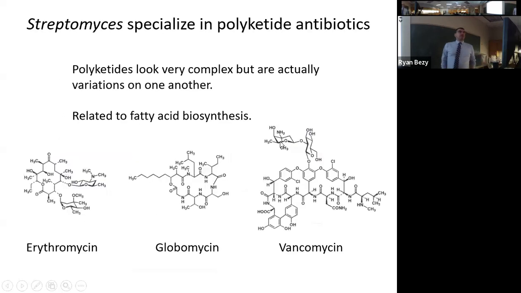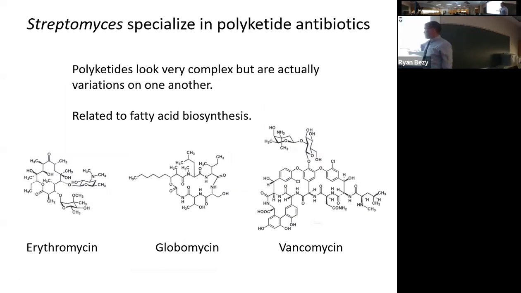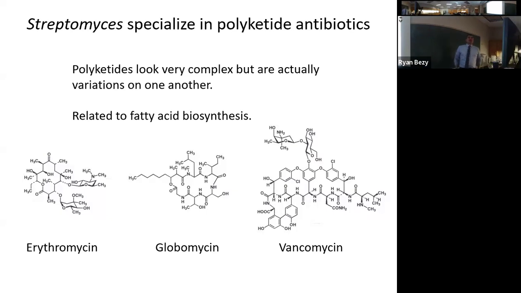These are some examples of what are called polyketide antibiotics. There's erythromycin, globomycin, vancomycin. Do they look pretty different compared to one another? Yeah, and these are some complex molecules. Turns out they're all modified fatty acids. And a lot of antibiotics are just modified fatty acid molecules. Complex ones, very complex ones, but they are often related to fatty acid biosynthesis.